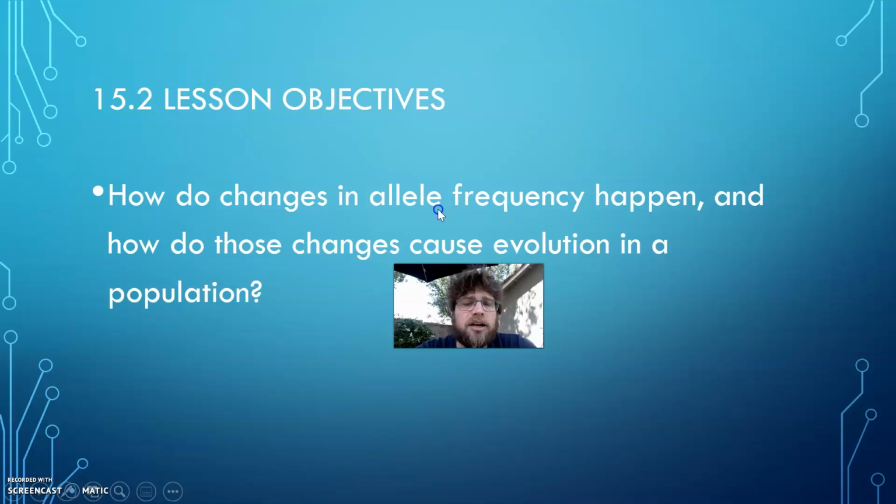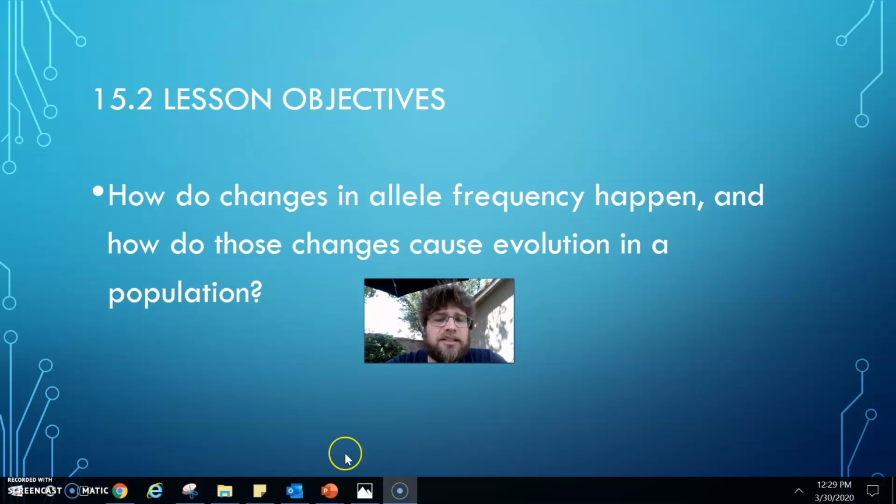Our objective is this question. I want you to be able to answer it: How do changes in allele frequency happen, and how do those changes cause evolution in a population? In today's video, we're going to focus a lot on this allele frequency idea. What does that mean and how does it work in evolution?